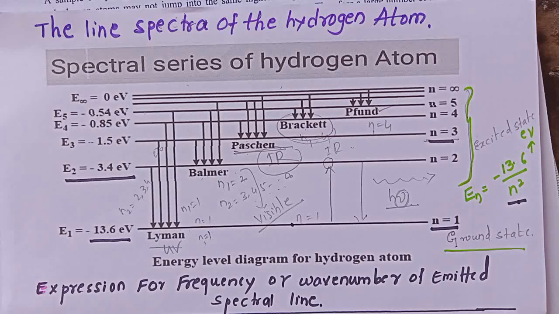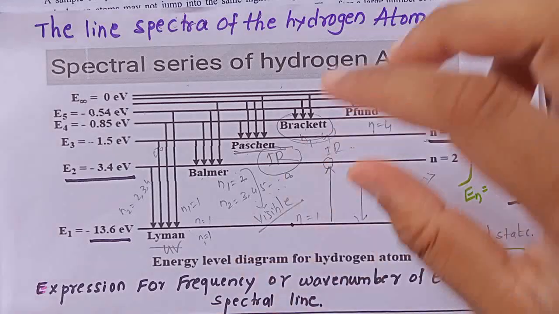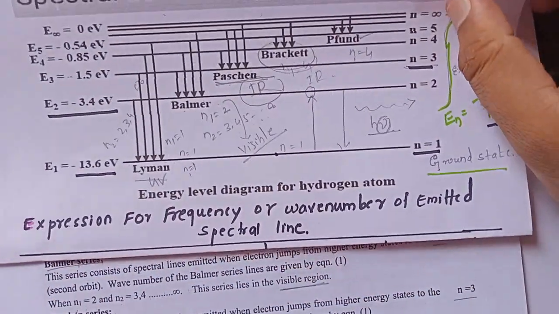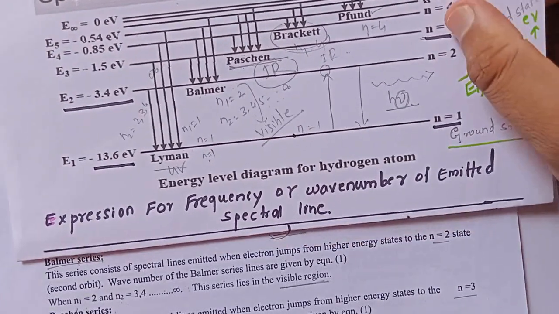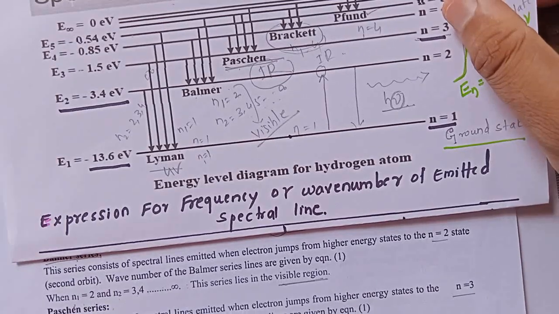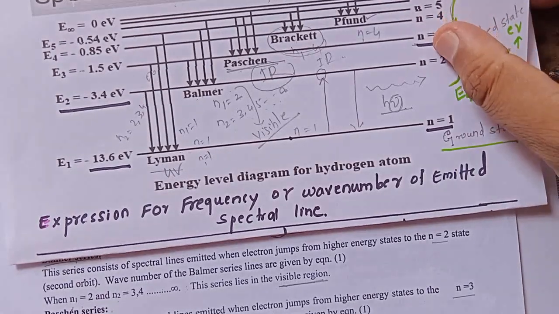So we will stop here. We will continue in the next video class with the next points related to this topic. That is, I'm going to solve the numericals based on the calculation of wavelength of the emitted spectral line of the hydrogen atom. We will discuss the numericals in the next class.